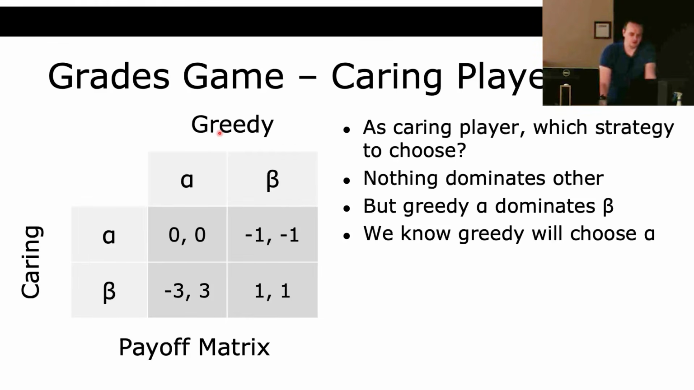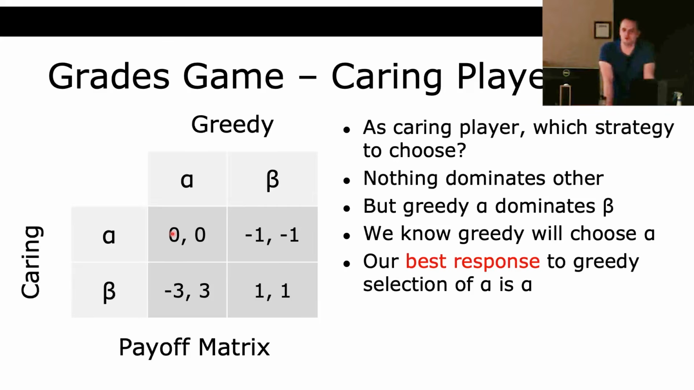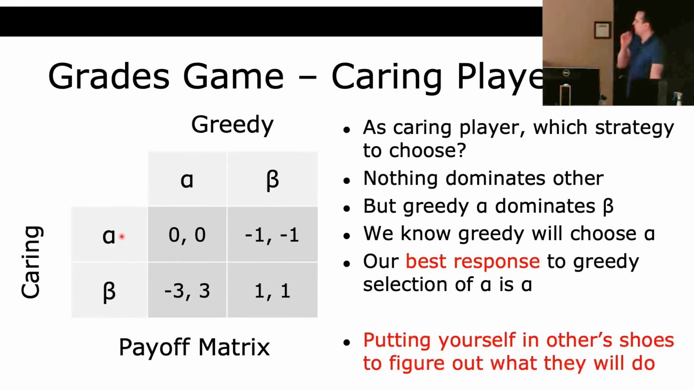And so if we know they are going to choose alpha because that's their strategy that dominates beta, then we fix their alpha, and we are going to choose alpha because it's the best response to their chosen strategy. So the best response to greedy choosing alpha is caring choosing alpha. The moral of the story here is putting yourself into someone else's shoes so that you figure out what they will do and then try and do that, okay?